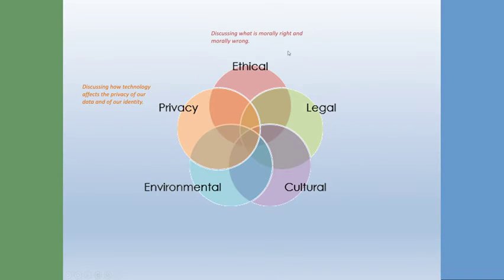The ethical side is talking about what is morally right and morally wrong. So what do we do in computer science that is morally correct and morally wrong? The legal is to do with the law. So what is right and wrong in the eyes of the law? What can we do that's breaking the law, basically? Cultural is talking about how different areas of technology can be affected by different ethnic groups, countries or counties, religions, and how they affect our use of technology.